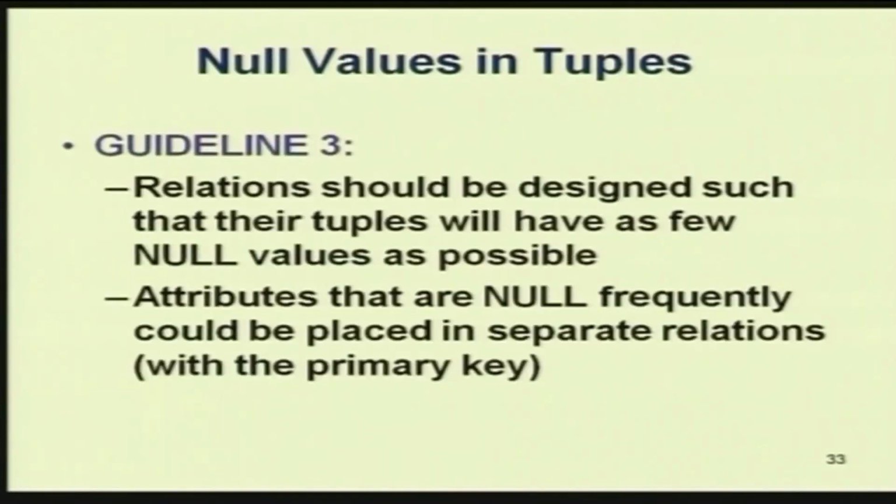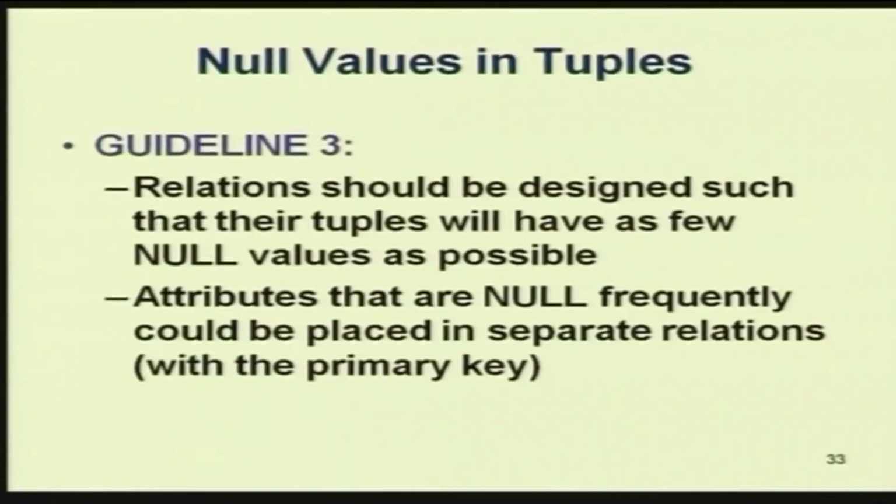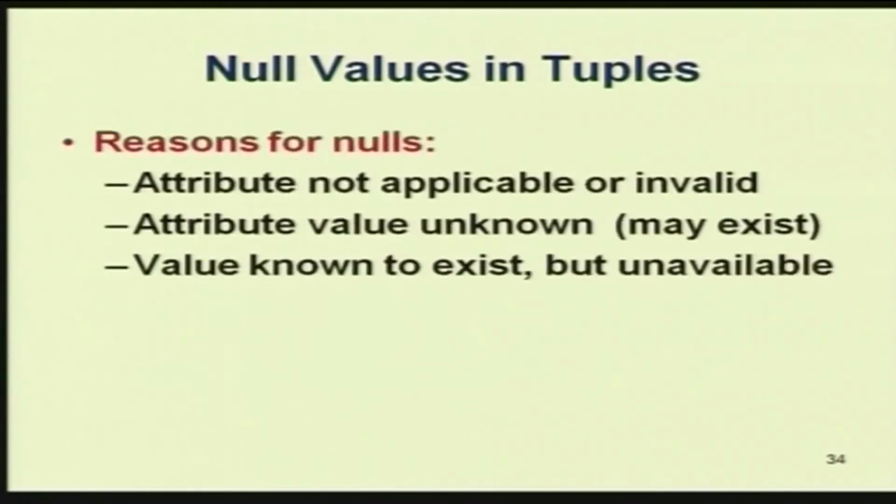The third guideline is to do with null values in tuples. Relations should be designed such that the tuples have as few null values as possible. It is not possible to have no null values, sometimes that is not possible, but you should have the minimum number of null values. Attributes that are null frequently could be separated out into separate relations with a primary key. So, what are the reasons for nulls to happen?